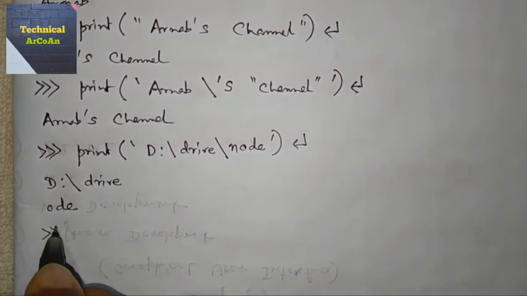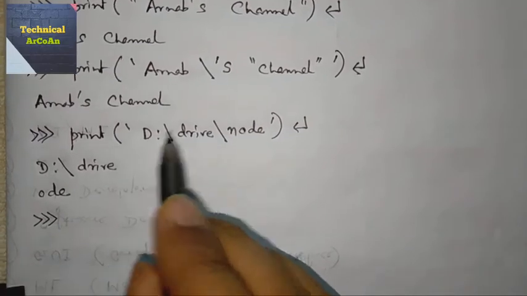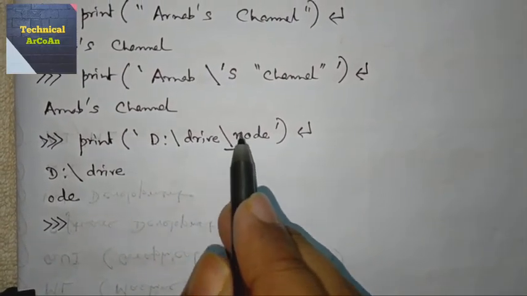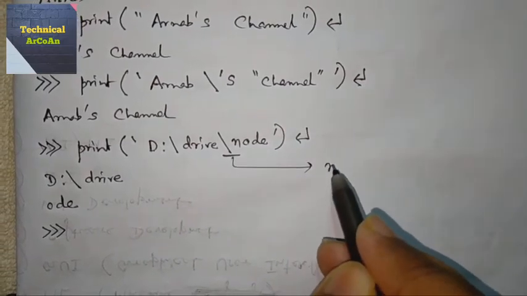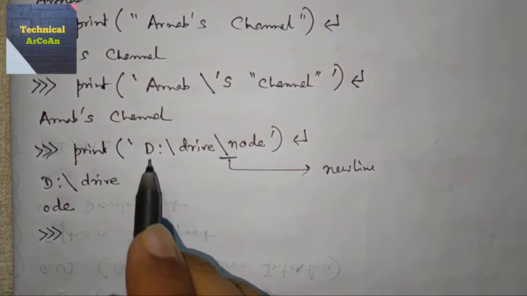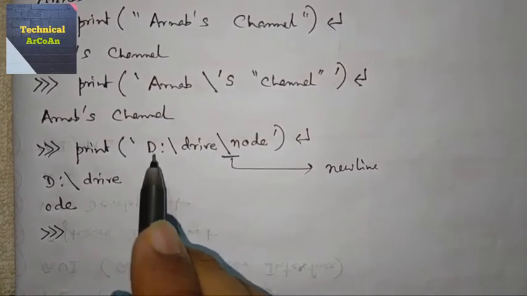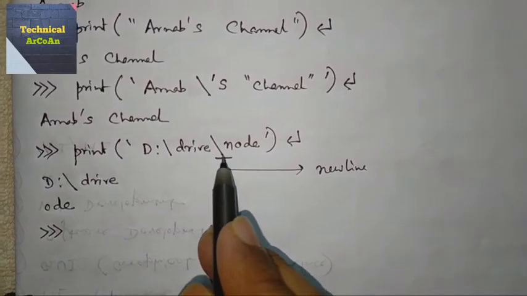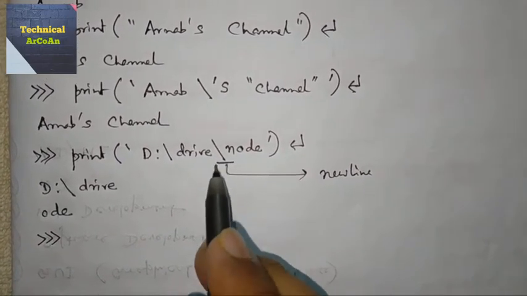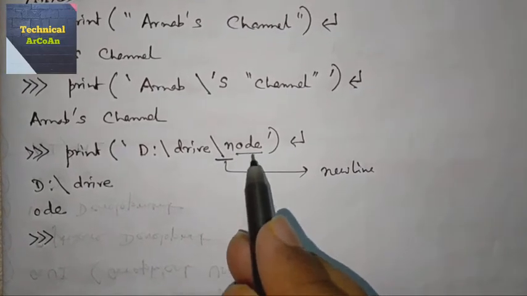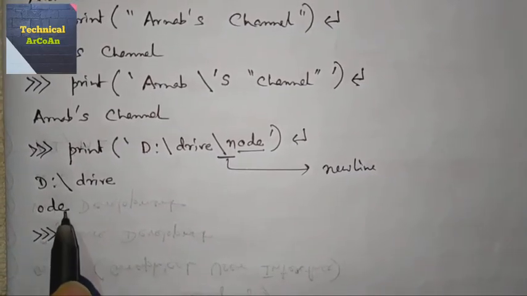What happened? For this example, within this string we are using backslash n, and this backslash n is also known as the new line character. So when we want to print that, it prints up to drive, D to drive. That's why the first line is D to drive. Then it will execute backslash n. Backslash n means new line, so that's why it goes to the new line. And after that, the rest of the characters are printed, ODE. Okay.